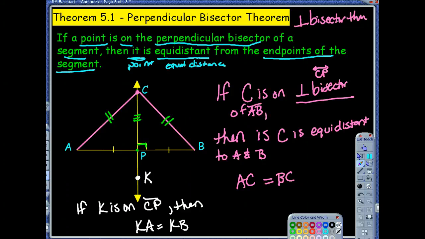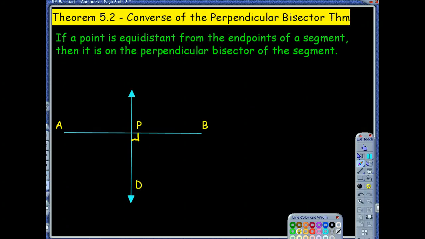Okay, so the next theorem we're going to learn is essentially the converse of this. Okay. So if you think about it, converse is just flip-flopping it. Right. So you're going to be given basically some equidistances, right? Then you'd be able to prove what? That it's on the perpendicular bisector. You're exactly right. So it's the converse of the perpendicular bisector theorem.